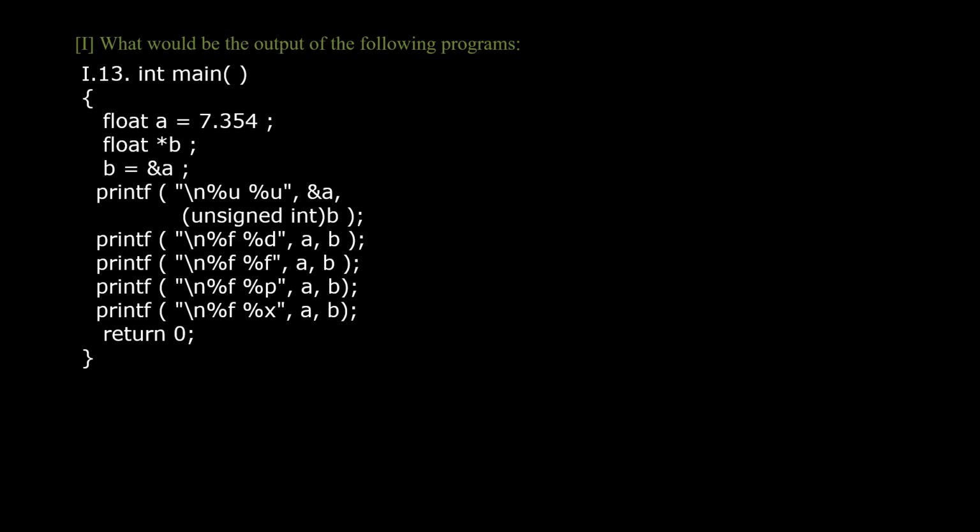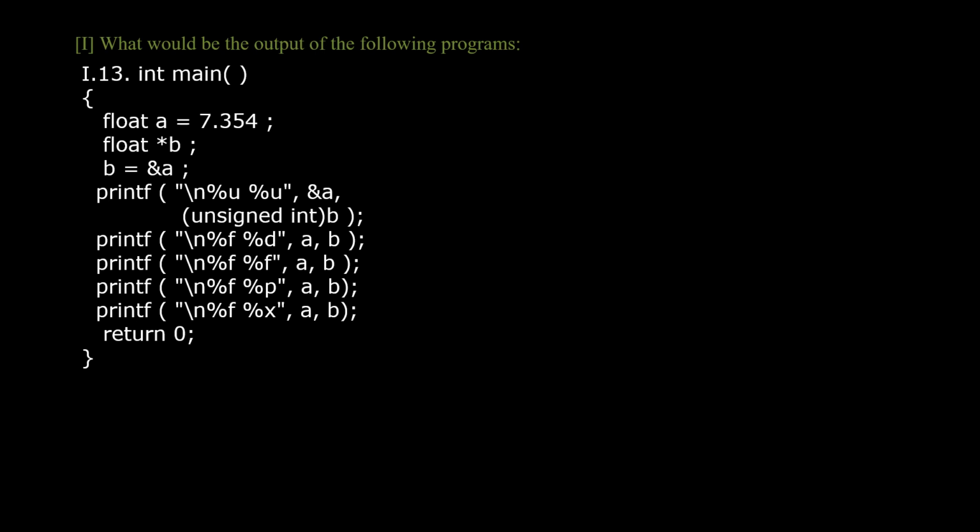And next is %f, a comma b. Though b is a float pointer, we cannot use %f to print the address which is in a. The address of a which is assigned to b cannot be printed using %f. Next one, so that will be a junk value.